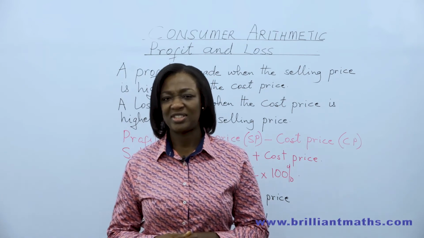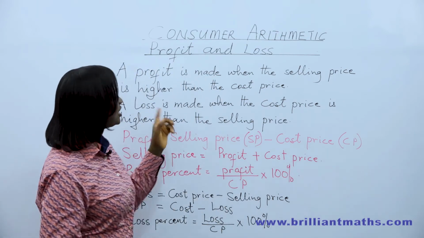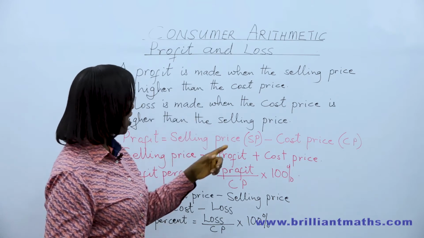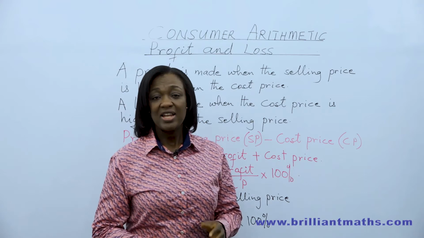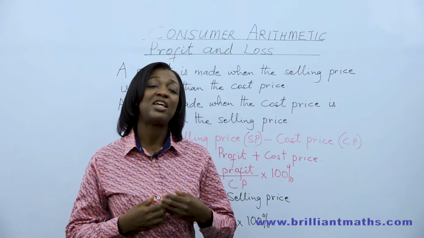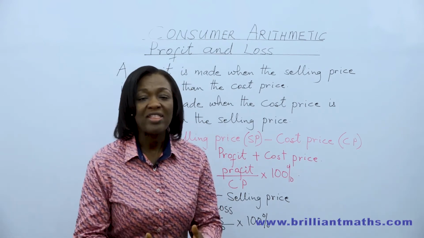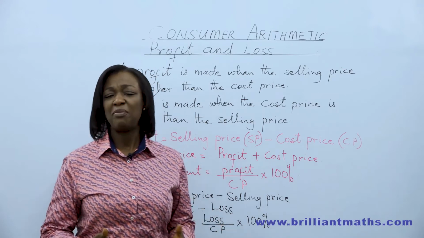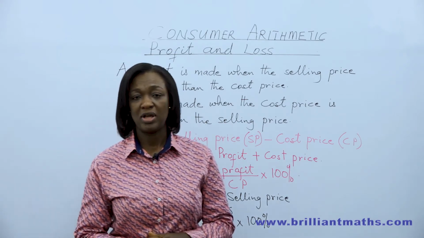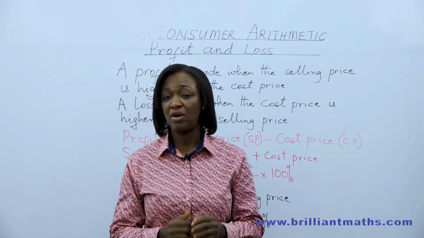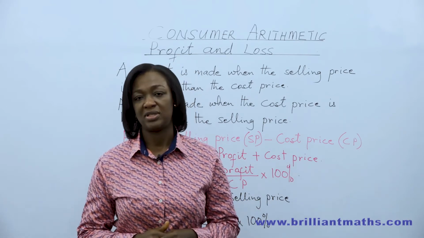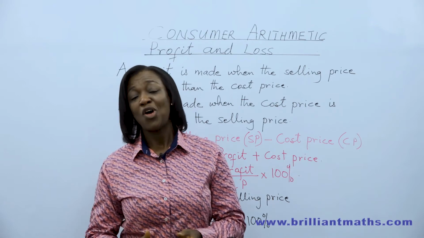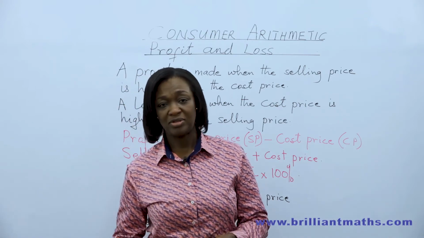Then what is a loss? A loss is made when the cost price is higher than the selling price. That means you actually sell the item lower than you bought it. So for example, the pair of shoes we are talking about, I bought it for 80 pounds. If I sell it for 60 pounds, then I've made a loss. I've made a loss of 20 pounds.